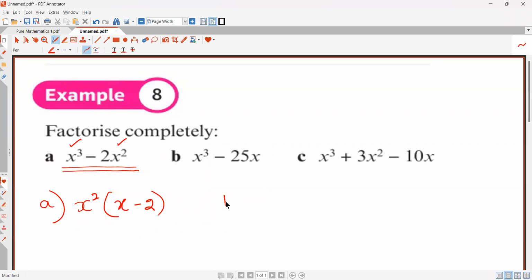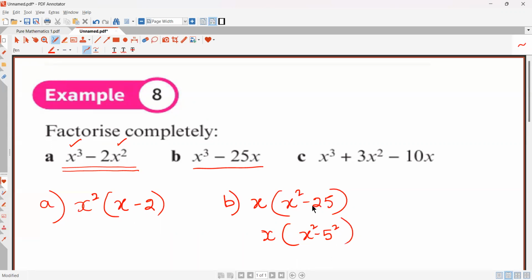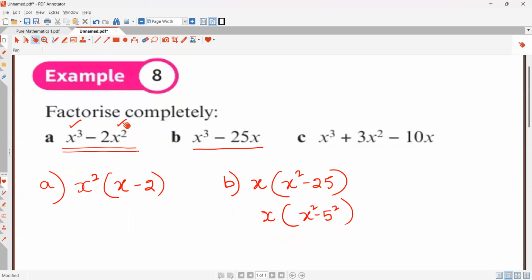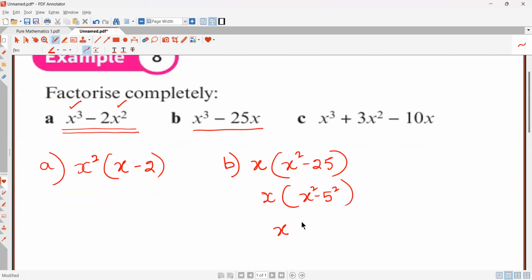A part. Let's do B part now. Again, can I say x is common between this and this? If x is common, it's x square minus 25. If I take x square minus 25, can I do x minus 5 square and x square? Can I do it this or no? Tell me. Because this was x square already, 25. 25 can be written as 5 square. Therefore, can I write x as it is? X minus 5, x plus 5. Because I just taught you a square minus b square is a minus b, a plus b.